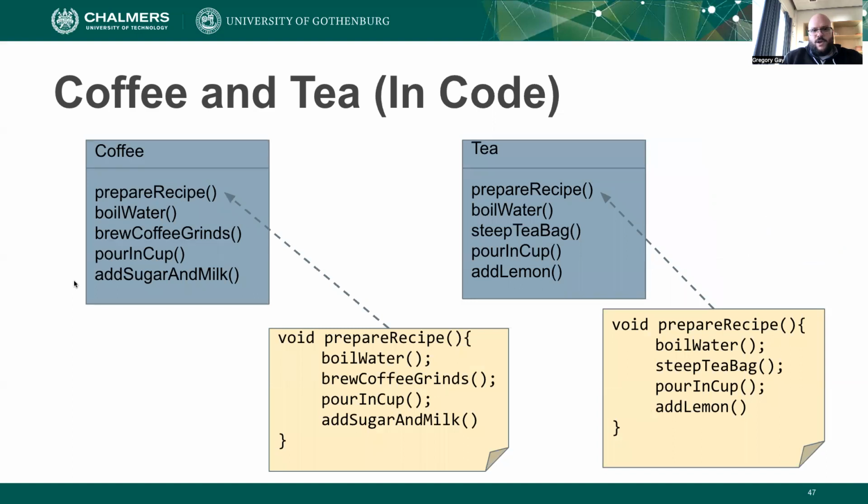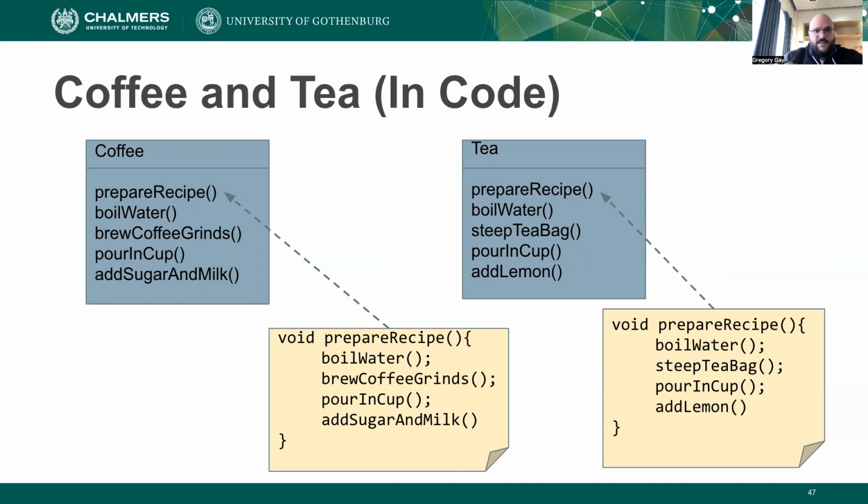And let's say that we're building code for our beverage maker, something that can make coffee and tea. And this is what this might look like within our code, right? Our coffee and tea classes both have a prepare recipe method that encapsulates the series of steps to create the beverage. So we boil our water, brew the coffee, pour in the cup, add toppings. For our tea, we're going to boil water, steep our tea, pour it in the cup, add lemon. Okay.